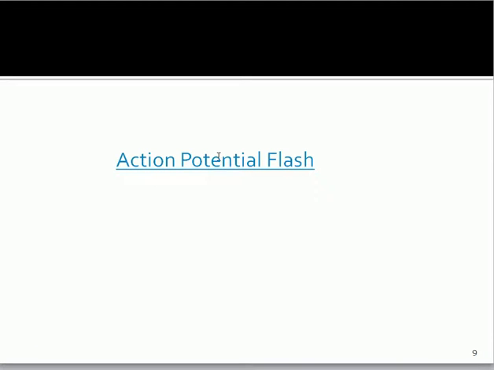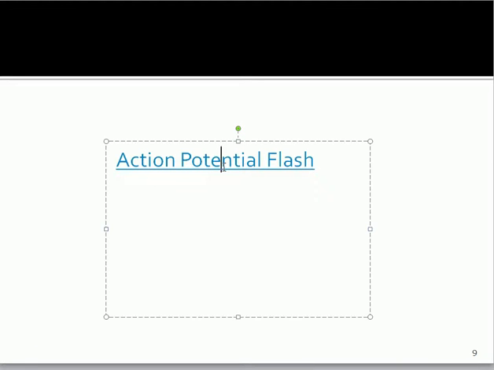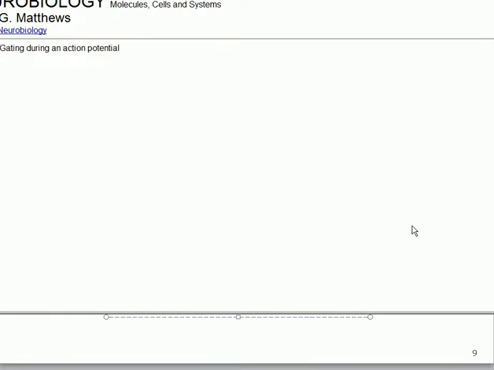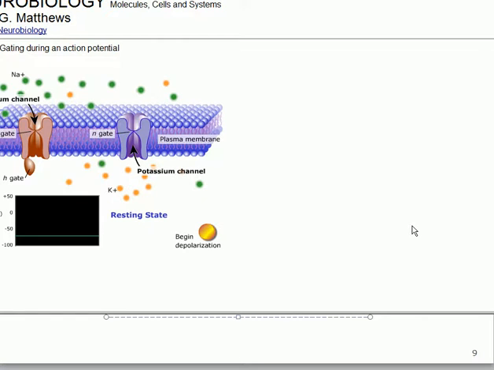So this is a flash that's really interesting, and it kind of shows what the action potential is going to look like. And you should be able to get to it on your version. And so this is going to talk about that sodium channel, that potassium channel. Here's the membrane. So you have the sodium on the outside, the potassium on the inside. And you have those two gates.